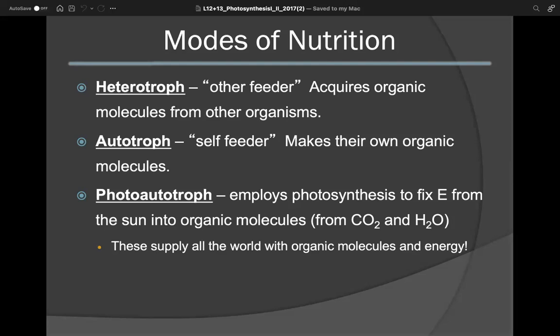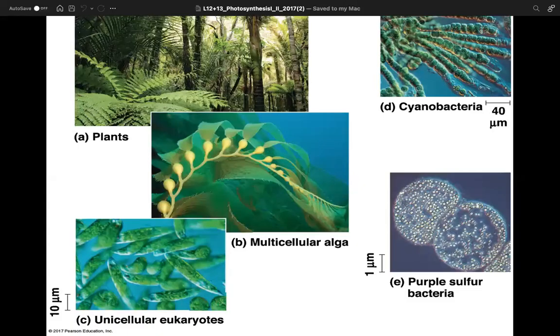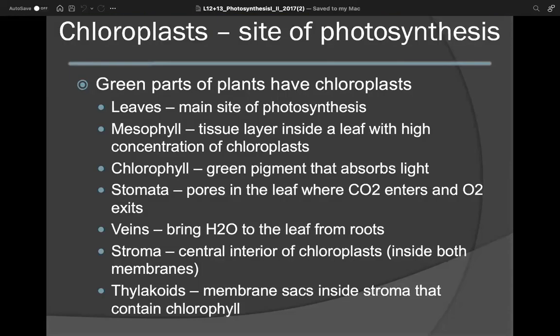Next, we have the autotroph, which is a self-feeder, meaning they make their own organic molecules. And then we have a photoautotroph, which is what we normally think of when we think of plants. These are organisms that are able to do photosynthesis, meaning that they're able to take fixed energy from the sun and transform it into organic molecules and into the energy that they need. So again, these are just some different types of photoautotrophs.